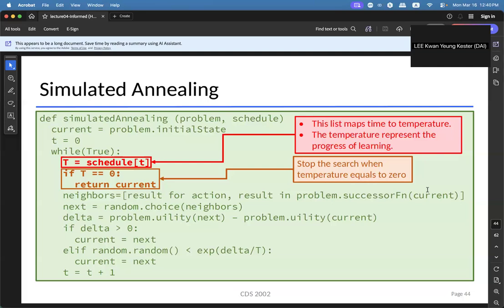When we are creating the simulated annealing algorithm, we don't actually care about the metal crystal atom alignment.